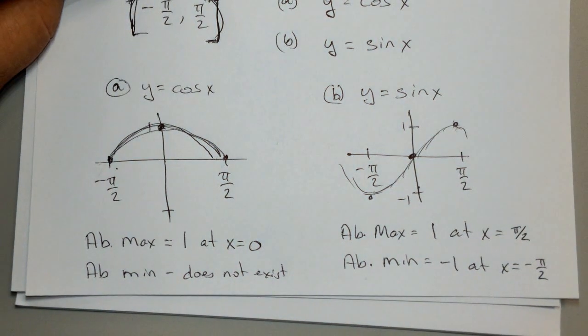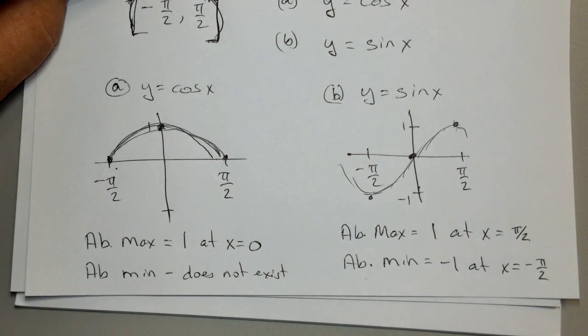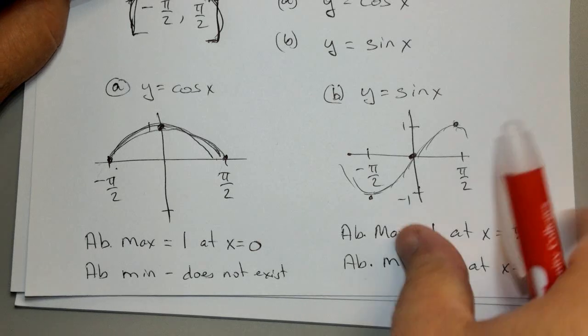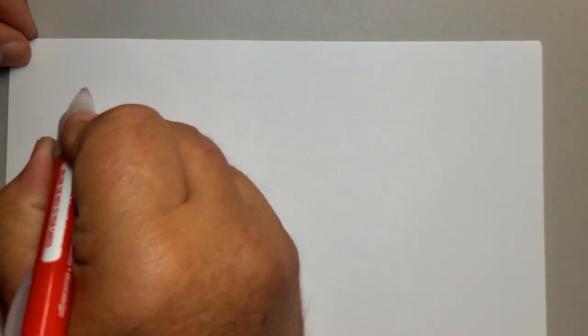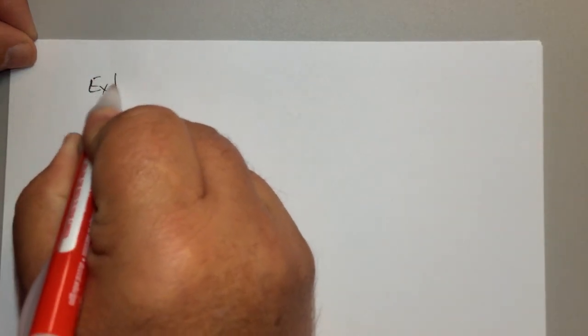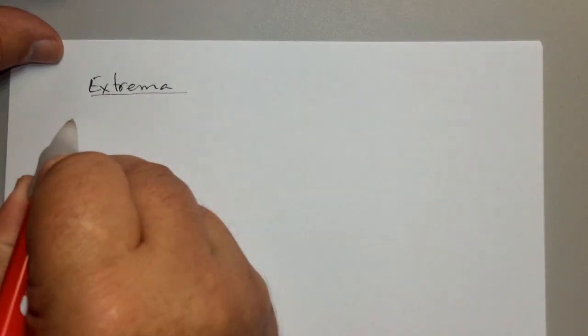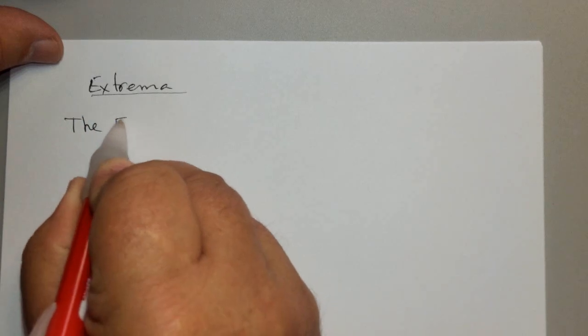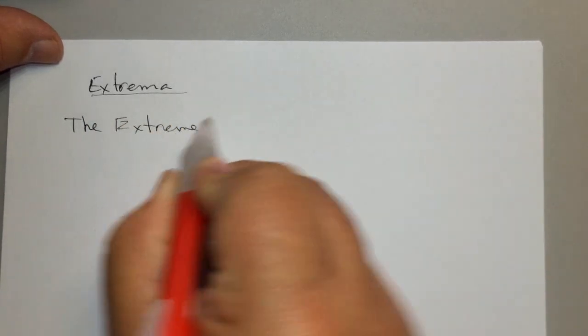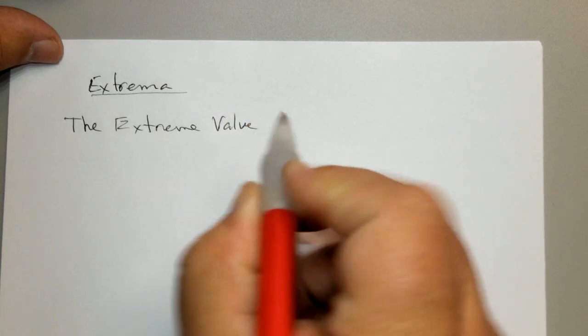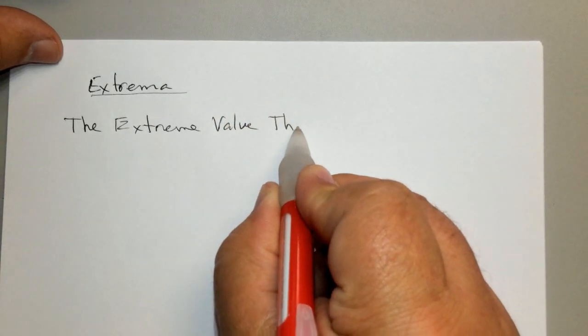So this is what we call the maximum and minimum values. We call those extrema, called extrema because that's the plural of extreme. So, the extreme value theorem states this.